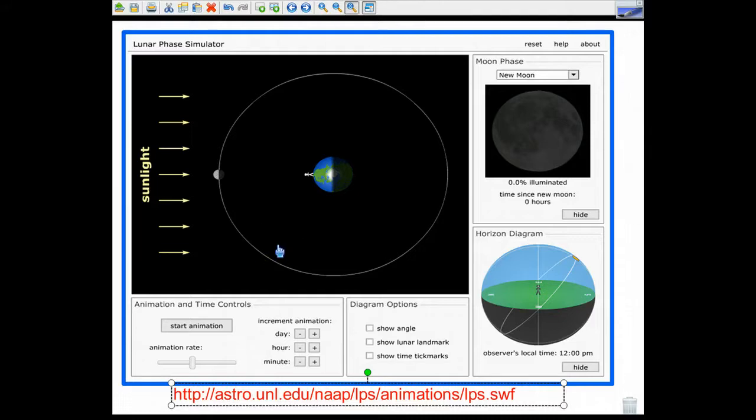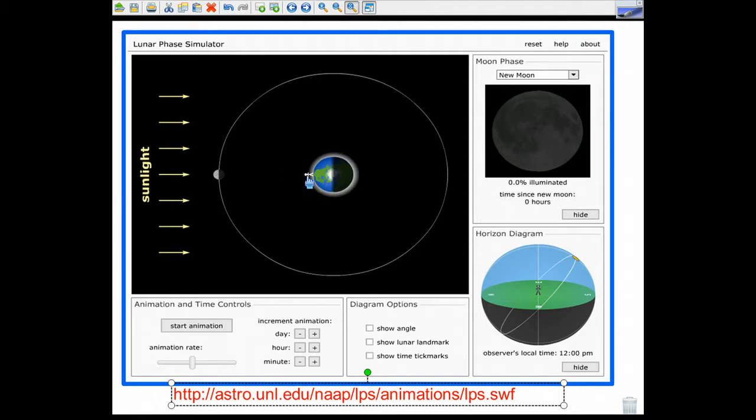Welcome to another screencast, and this is to illustrate the phases of the moon. I'm using a lunar phase simulator. The website you could see in red at the bottom, and if you look, we have the moon. Sunlight's coming in from the left, student left. We have the Earth, and that is our person.